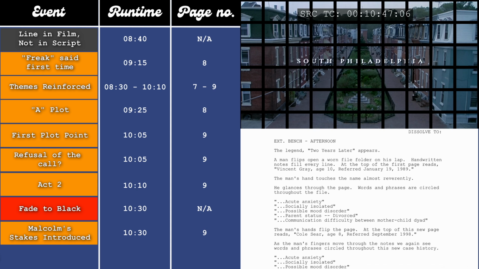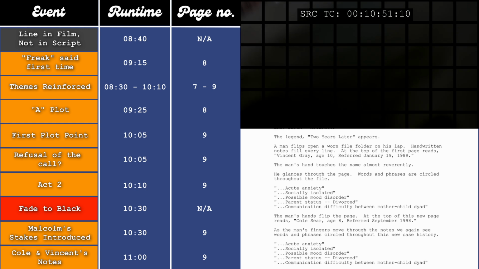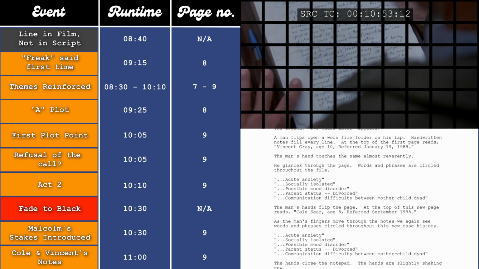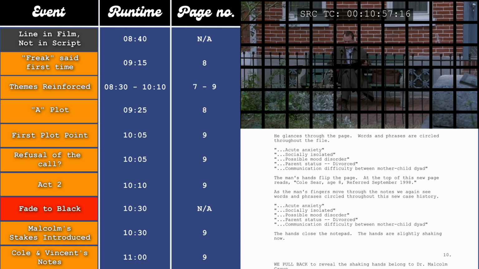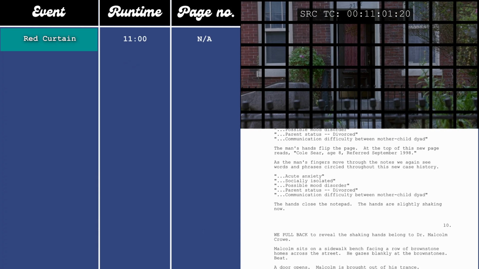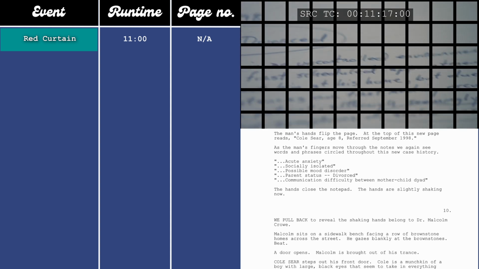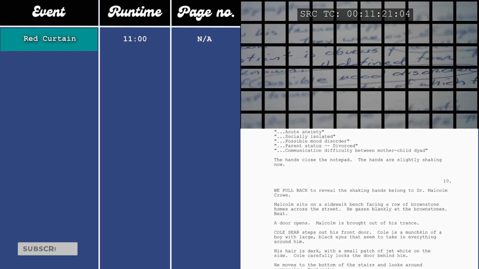The second act starts with Malcolm sitting on a bench reading Vincent's notes at the 11-minute mark, which is page 9 in the script. We can see that they are very similar to Cole's notes, which draws a direct parallel between the two kids. It also forwards the A-plot by introducing a chance for redemption for Malcolm. He failed Vincent, but now he has a chance to redeem himself through helping Cole.